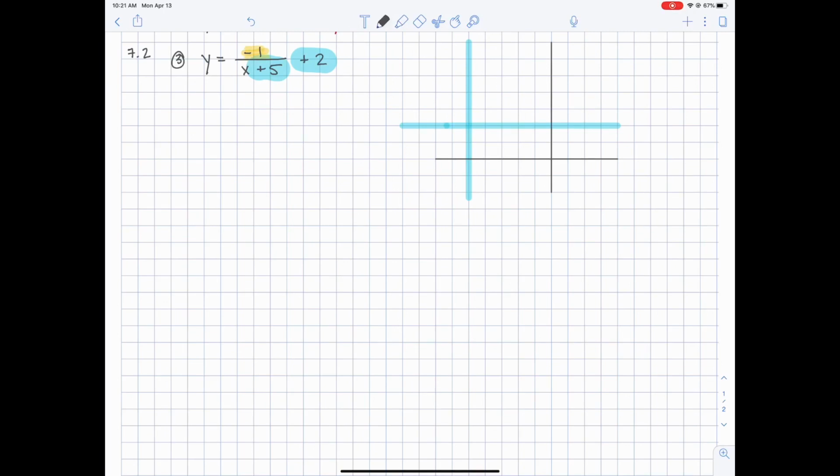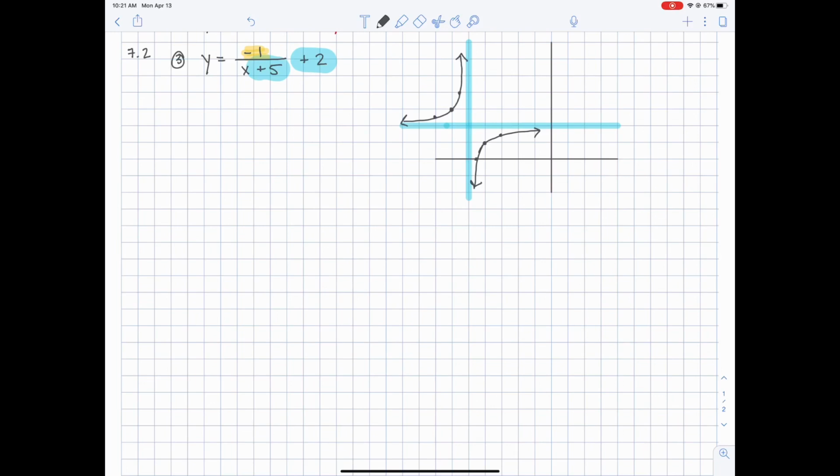And now I also have a flip on this one with this -1 up here. So that means that I would normally go over 1, up 1, but now I'm going to go to the left 1 from my asymptote, up 1. There's my first point. And from here, I always like to draw these halves so that I can get a better idea of how my curve goes. And we get really close to those asymptotes. On the other side, again, I like to draw these halves so that I have a nice clear curve.